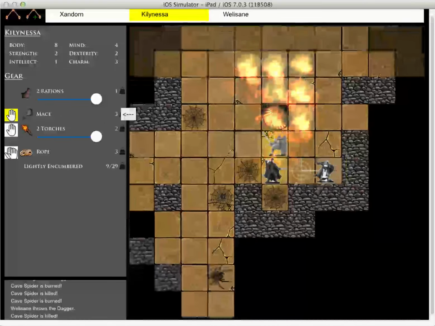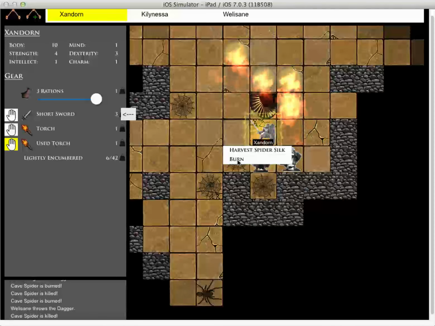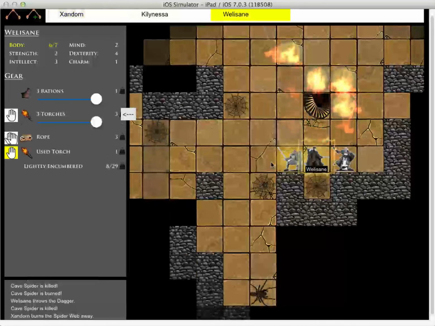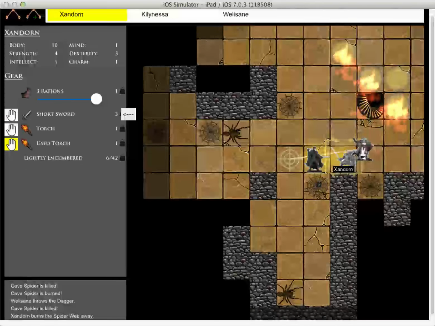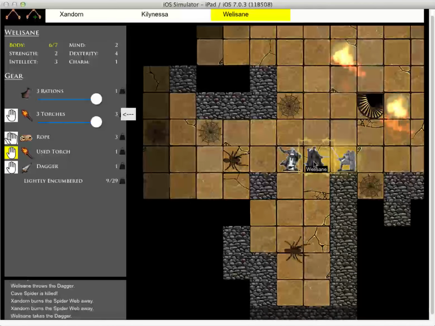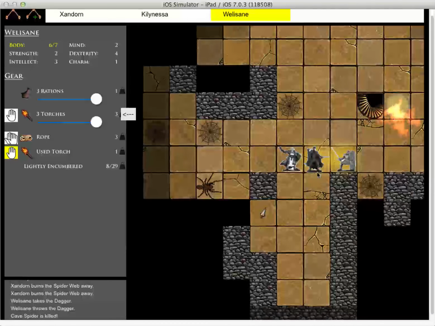The fighter will come over and burn away some of those spider webs to help him out. Notice how the fire's starting to go out. Now the rogue can take his dagger. See if he can nab another one. Oh, good job.